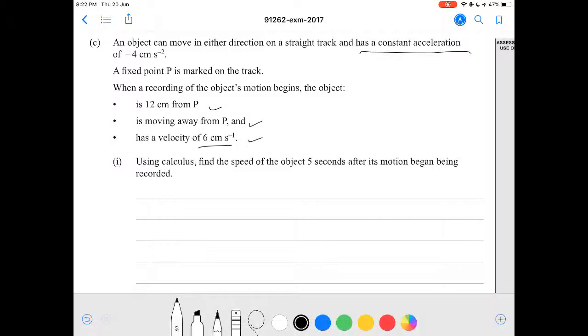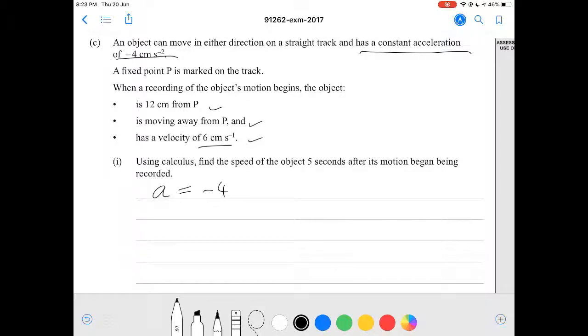So it has a constant acceleration of negative 4 centimeters per second. So our acceleration equals negative 4. So that's our acceleration. Our acceleration is equal to negative 4.